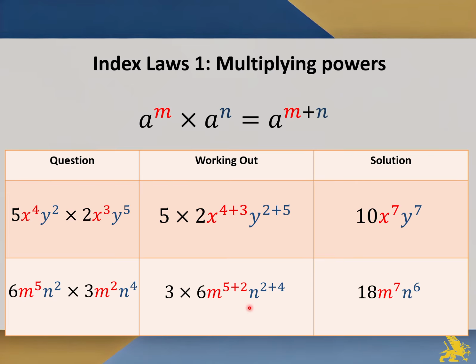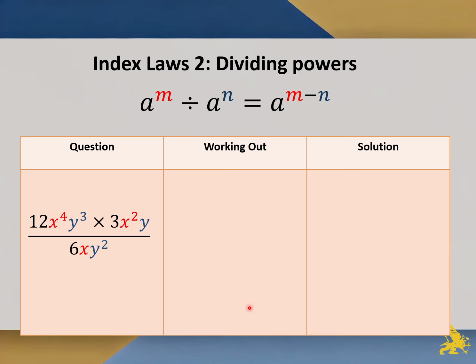Law 2 is dividing powers. That means we are cancelling. So when we're cancelling, we're just taking away. The first thing I'm going to do here is simplify my numerator before I do anything else. So that means I've got 12 times 3. I've got 4 lots of x's and another 2, which is 6, and I've got 3 lots of y's plus another 1.